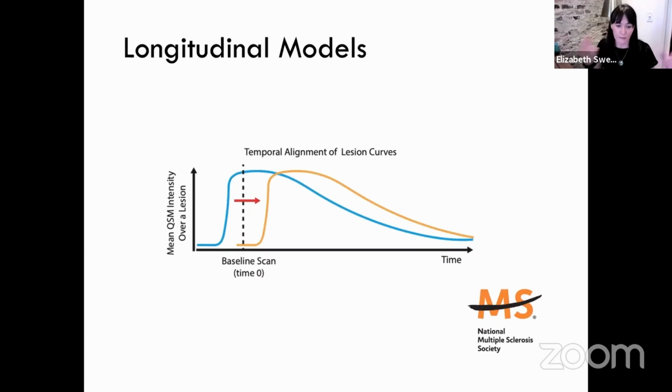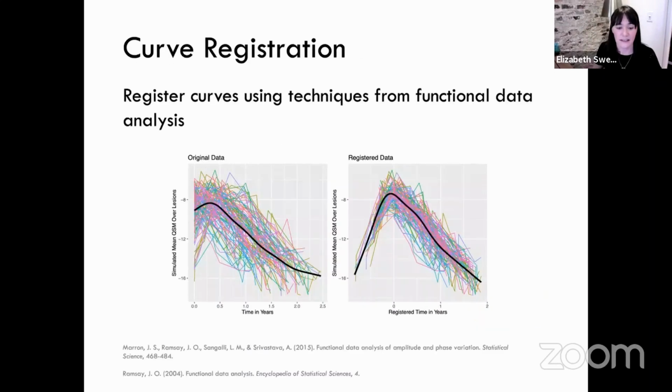Because what we want to do with this is analyze the longitudinal trajectories, there's no reason to use cross-sectional information to age these lesions. We can actually take these curves and try to temporally register them using techniques from functional data analysis. So this is a simulation. I'll show you the math behind it in just a second. This is some simulated data that has been misregistered from the QSM, and this is data that has been registered. And you can see you get that pattern that we expect.